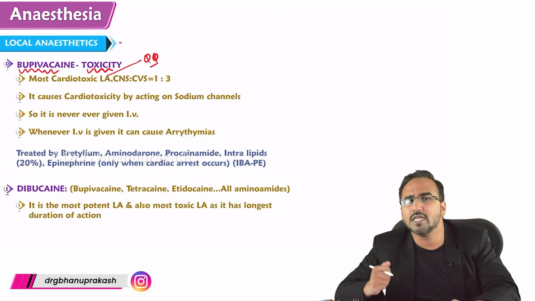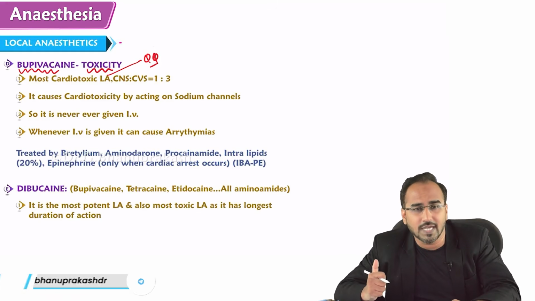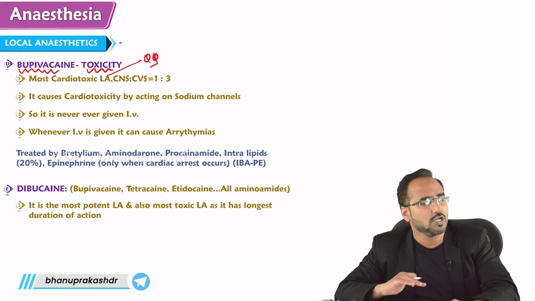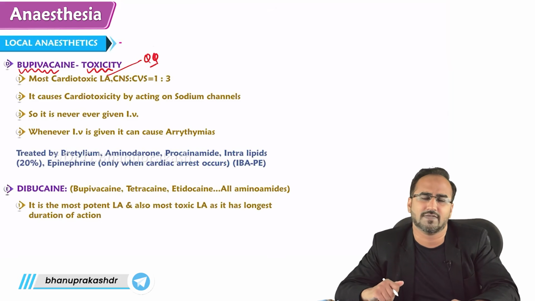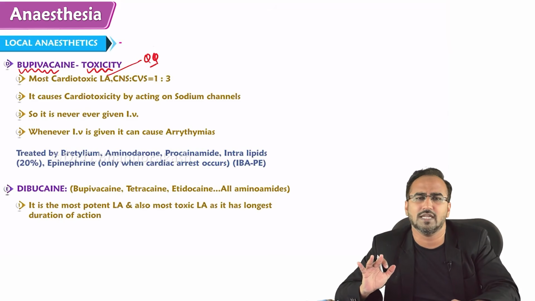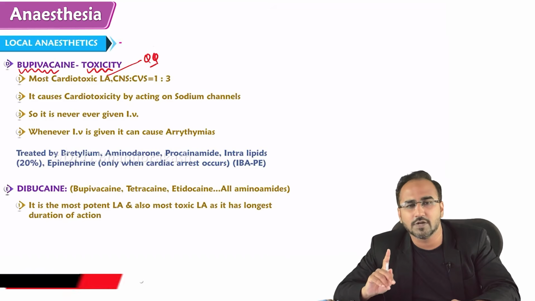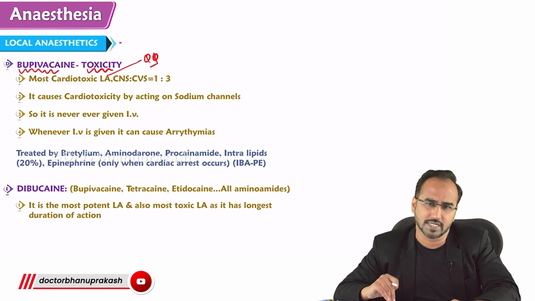Why is it commonly used in spinal? Because if you give Bupivacaine in the CSF, there are no chances of cardiotoxicity. In spinal, you are giving the drug in the CSF. But if Bupivacaine is given inside a blood vessel by mistake, then what will happen? Cardiotoxicity will happen. Right?